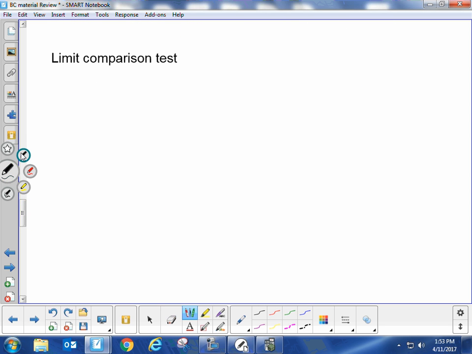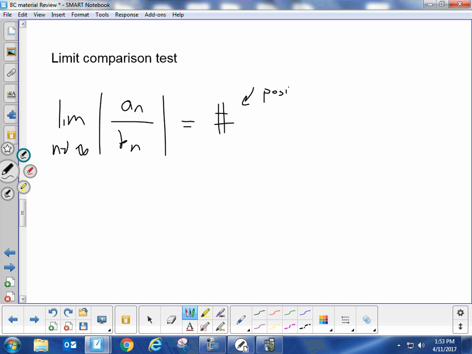Typically, comparison tests that we use are limit comparison tests, and limit comparison tests are great. Turns out, if you look at the limit as n approaches infinity of two different series, if it equals a positive number, then you could say either they both converge or they both diverge.